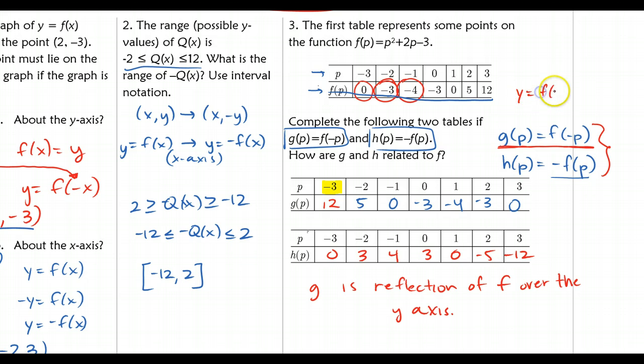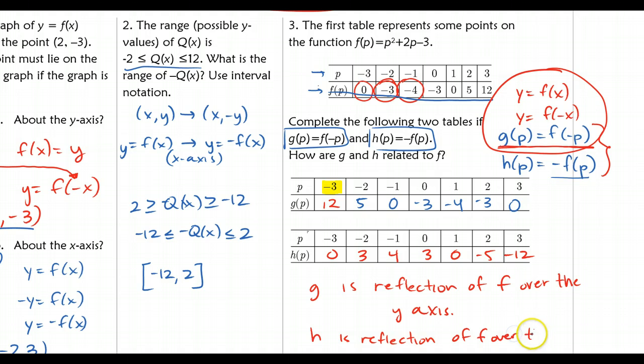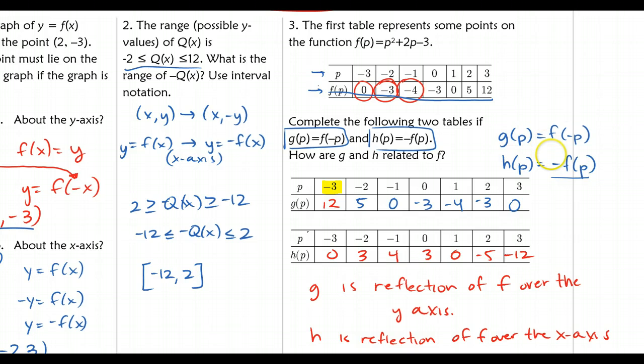y equals f of x becomes y equals f of negative x. Okay? Now h is the reflection of f over the x-axis. I'm getting a little cluttered here, so let me erase. If we look at our rule here, h of p equals negative f of p, this follows our rule that y equals f of x becomes y equals negative f of x when reflected over the x-axis.